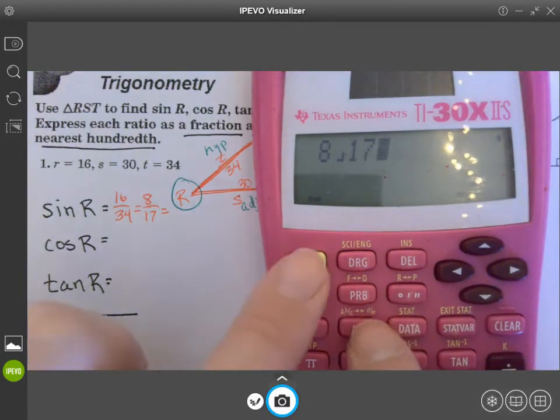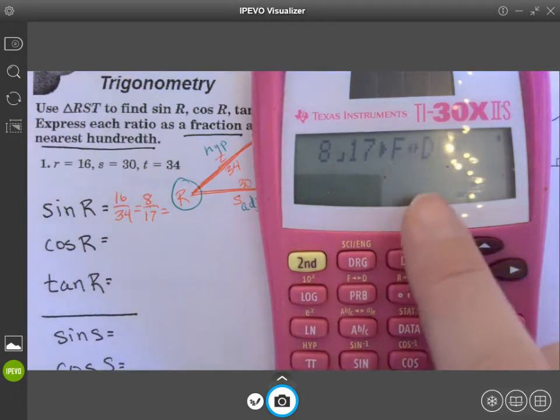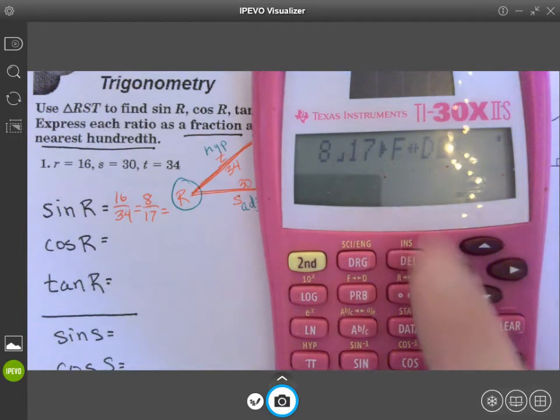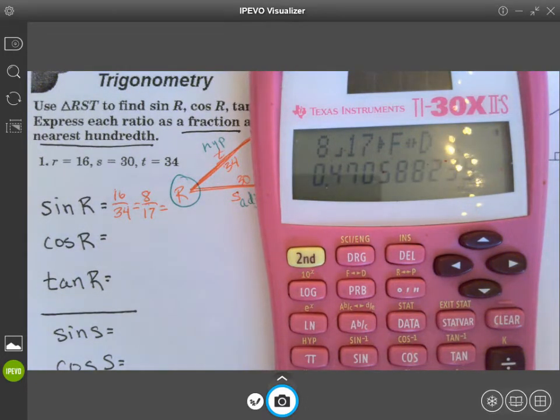And I totally didn't hit second. Can you do that again? Well, yours is a little bit different, I think. So I hit second and have a key that says F to D. I think you just have a key that says F or D. Do you, Tessa? Did you find your fraction decimal key? I'm just trying to figure out how to put it in a fraction. All right, bring it up here real quick. What is it?